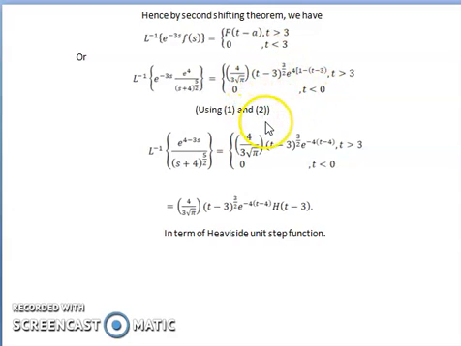So by using equations 1 and 2, and after simplification, we get the result like this: 4 divided by 3 root pi, (t minus 3) whole to the power 3 by 2 e to the power minus 4(t minus 4) when t is greater than 3, and 0 when t is less than 3. We have also written this step in terms of the unit step function like this: 4 divided by 3 root pi (t minus 3) whole to the power 3 by 2 e to the power minus 4(t minus 4) H(t minus 3). So this is the result in terms of the unit step function.